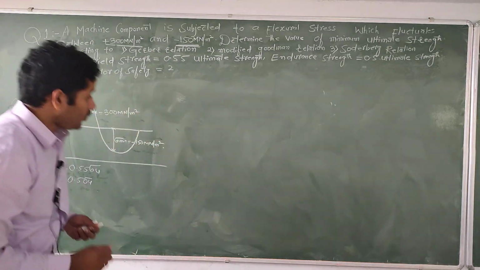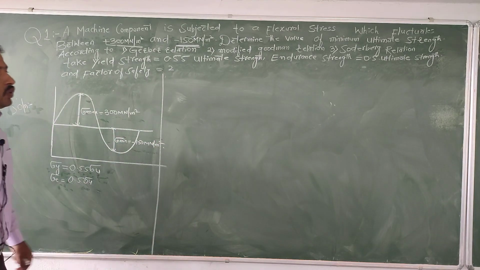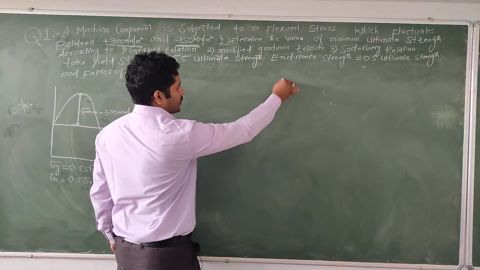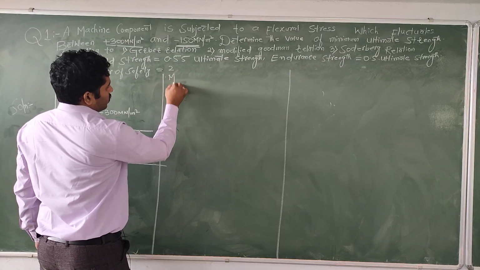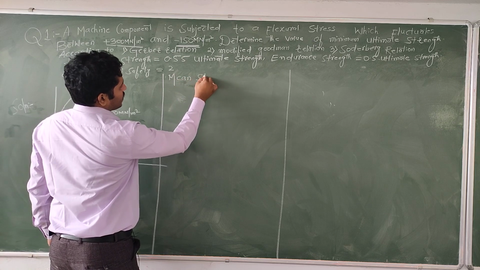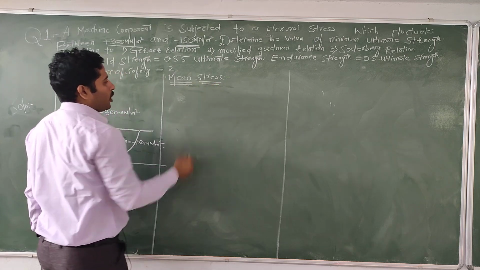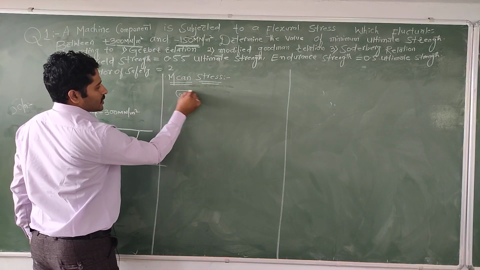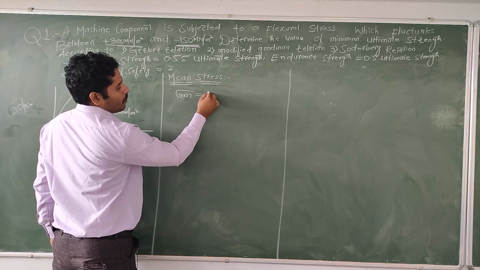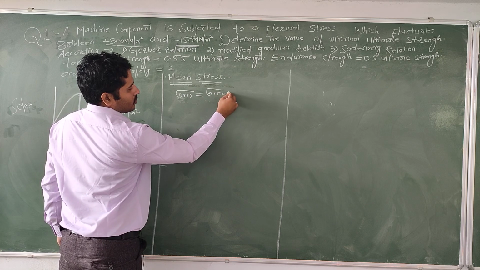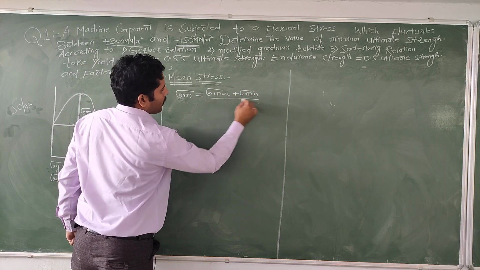So the first thing is we need to find out the mean stress. We have the formula. The mean stress is represented by sigma m equal to maximum stress plus minimum stress divided by 2.